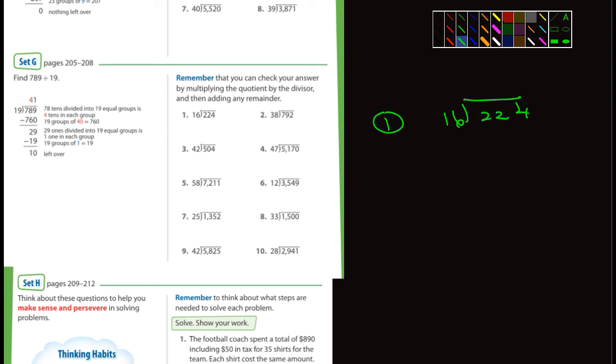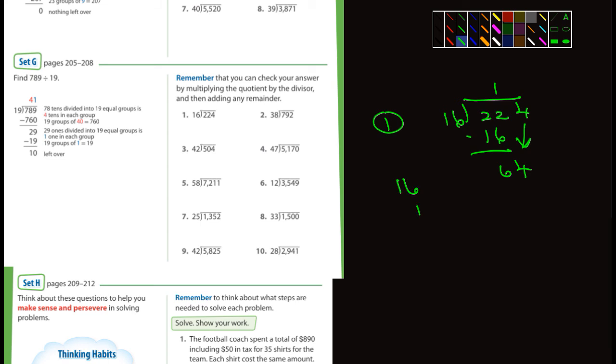Does 16 go into 2? No. Does it go into 22? Yes, it goes in one time. Okay, so we're going to subtract 16 from 22. That's going to be 6 left over. Now what do we do? Bring down the 4. Okay, 64. How many times does 16 fit into 64? I have no idea.